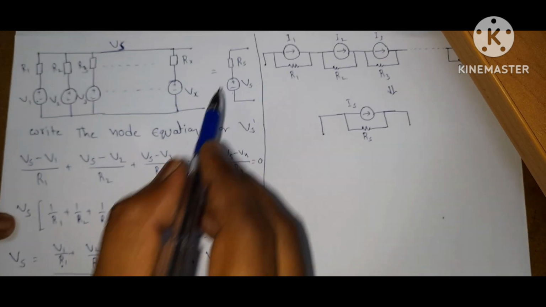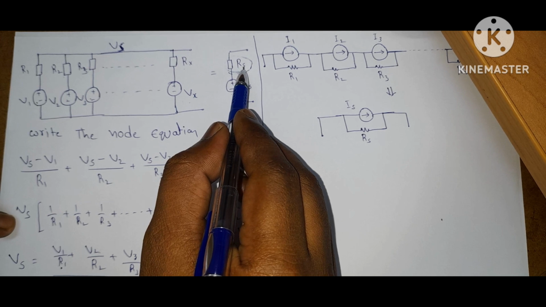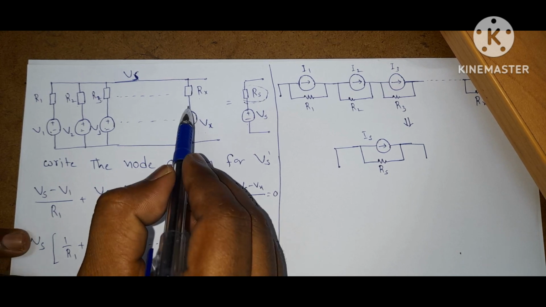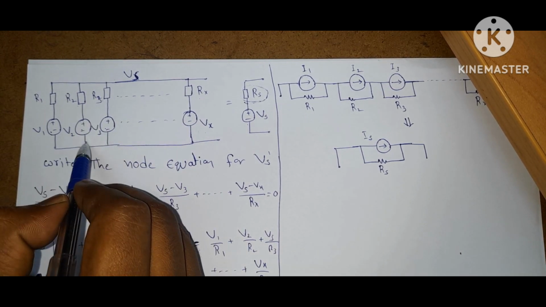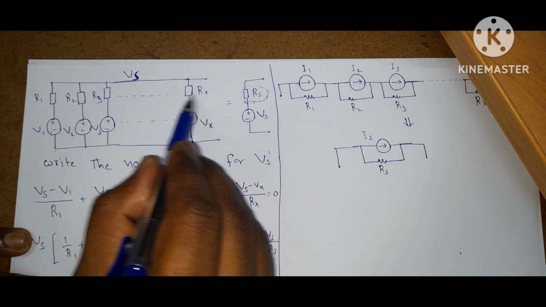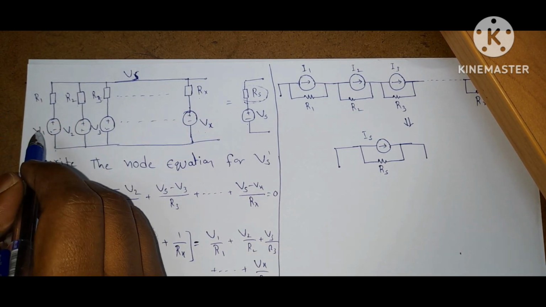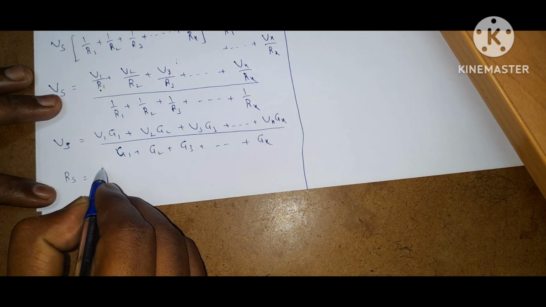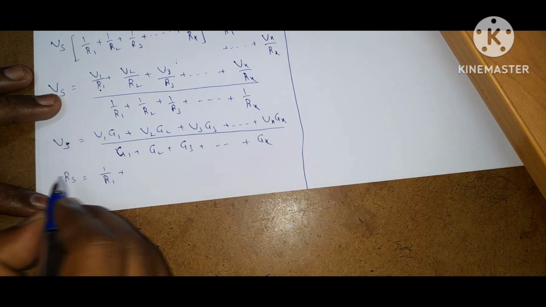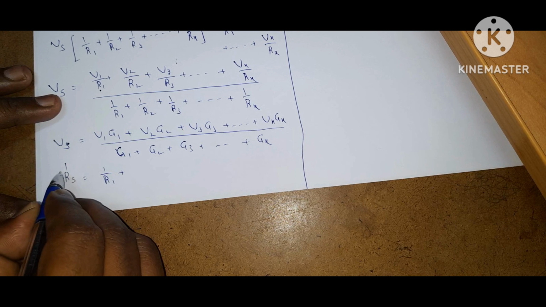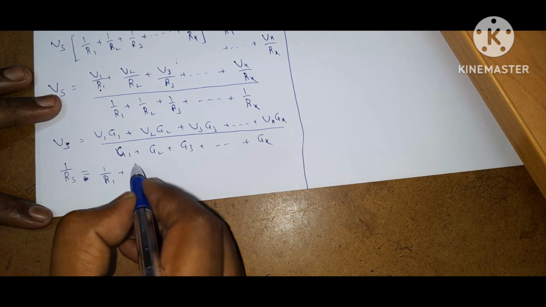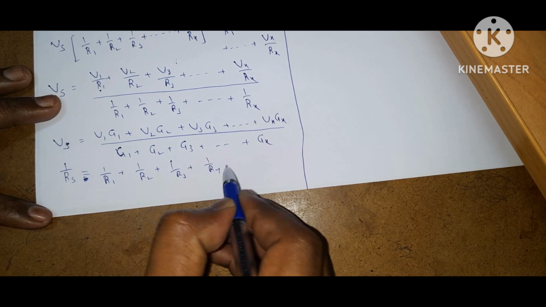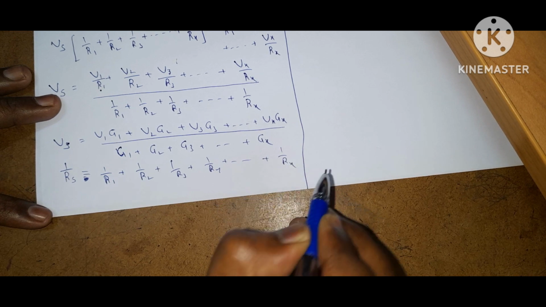Now we want Rs, resistance. Here Rs means Thevenin resistance. Thevenin resistance means, so replace all ideal voltage source with short circuit. Okay, this is short circuit, this is short circuit, this is short circuit, this is short circuit. Then all these resistors are connected in parallel. If resistors are connected in parallel, what is the equivalent? Sorry, here 1 by Rs is equal to 1 by R1 plus 1 by R2 plus 1 by R3 plus 1 by R4 plus and so on plus 1 by Rx.